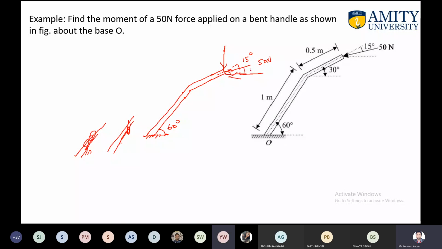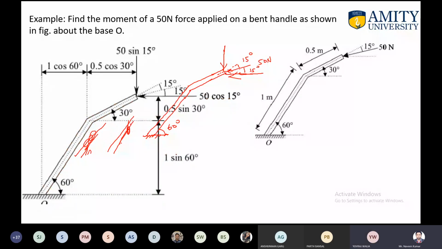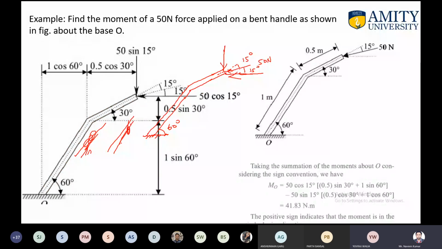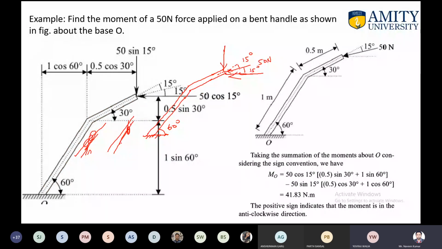Sir, what is the answer? I will tell you. Sir, just a minute. Let's tell me the answer also, so that if somebody has completed. Sir, my answer is coming 3.2 something. 41.83 is the answer. Okay, sir. Okay.